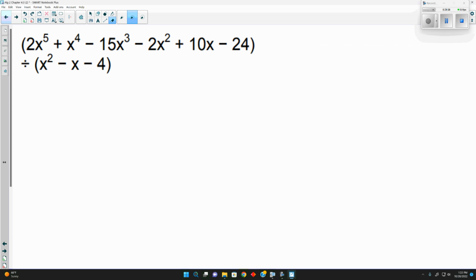Now, this one here, I'm going to show you guys how to do this. When I was in high school, if a problem like this came up, where what we're dividing by, the divisor, was a quadratic, bigger than a linear function, with degree 2 or higher, we would do this by long division. That would be the way to do these.